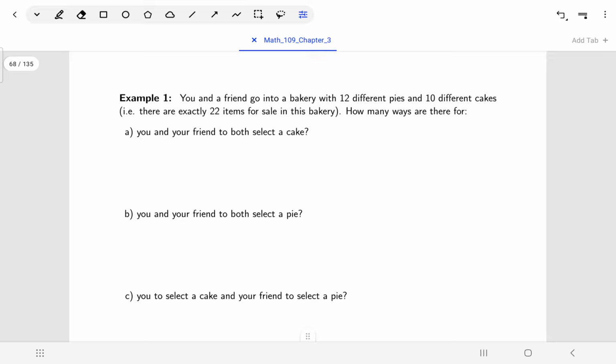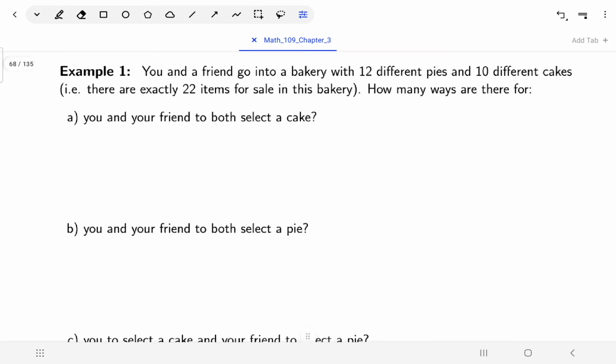And same thing for the cakes. There's 10 of them, and they are all different from each other. So 10 different flavors of cake, one of each, and 12 different flavors of pie, one of each. And my friend and I, we're going to walk into this store and we're going to place our order. So when I'm thinking about this as a task, I've got two little activities. I need to select something and my friend needs to select something.